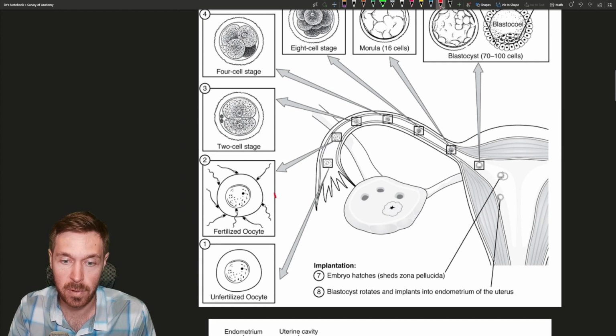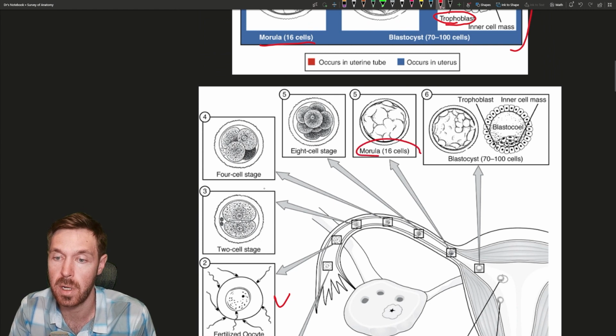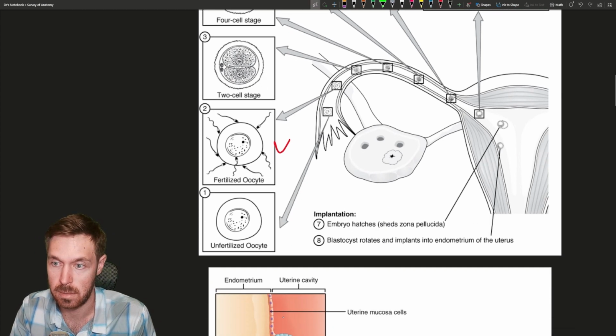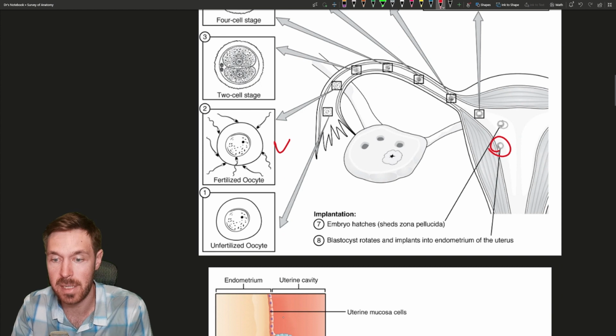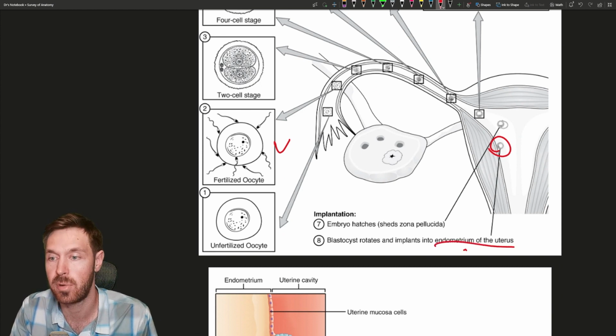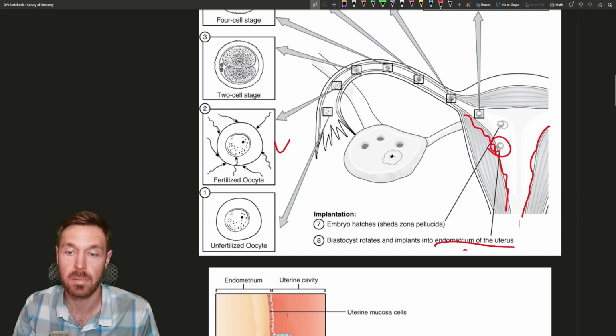So we get a fertilized egg here, goes through the 2, 4, 8 cell stage, and then becomes a morula at 16 cells, and then a blastocyst, with the opening in it called a blastocele. And then at that point, you get implantation occurring. So the blastocyst rotates and implants into the endometrium of the uterus. So the whole reason of progesterone production was to maintain that uterine lining, the functionalis layer of the endometrium. So here then, when implantation occurs, boom, it's there.